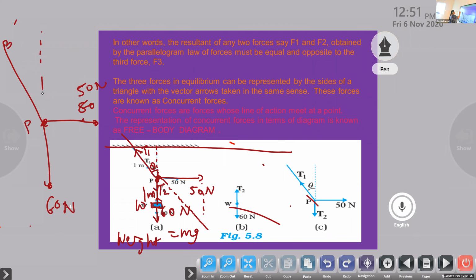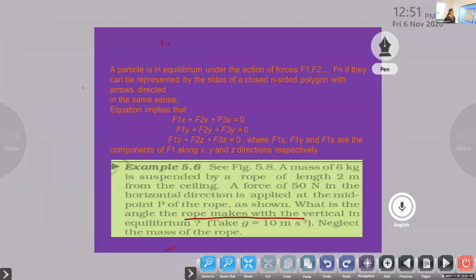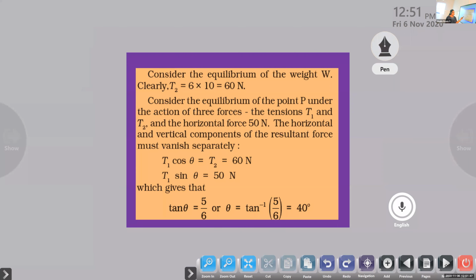And there is vertical and there is an angle theta. So now we have to solve. We have to find out the angle theta. In order to find out angle theta, you have to solve the components, cos theta, sin theta, and all that. Okay. So if you look at the picture, we will get that T1 cos theta is equal to T2 is equal to 60 Newton. How is it going to be? I will draw the picture here, so we don't have to change it.